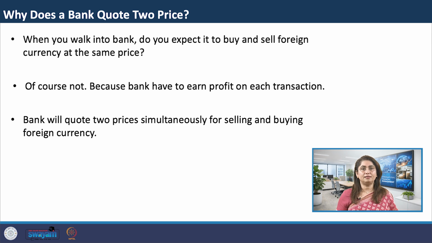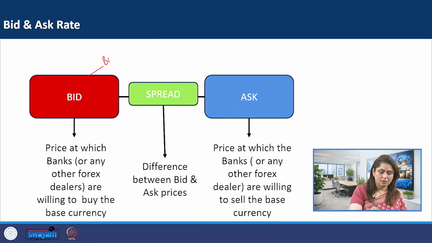The way it does this is by quoting two different prices simultaneously. One price at which it will buy from you and a different higher price at which it will sell to you. The difference between the two prices is the bank's profit. The difference is called the spread. Now let's see this. This is the bid rate.